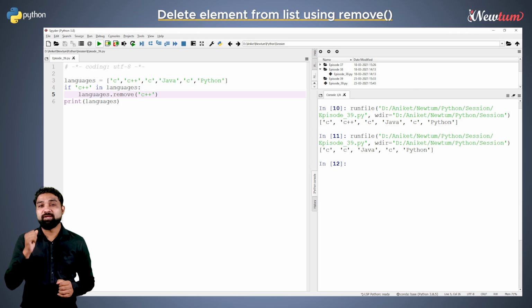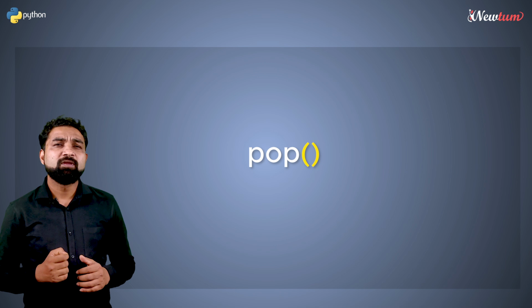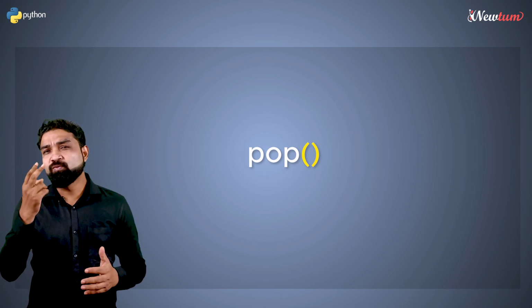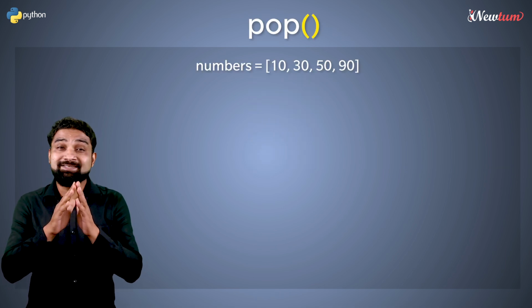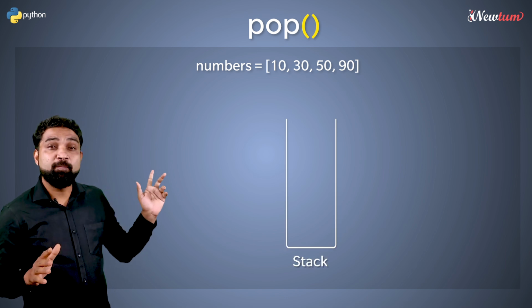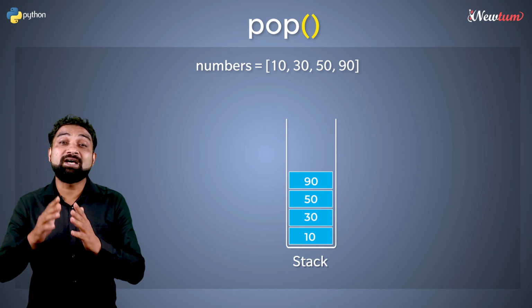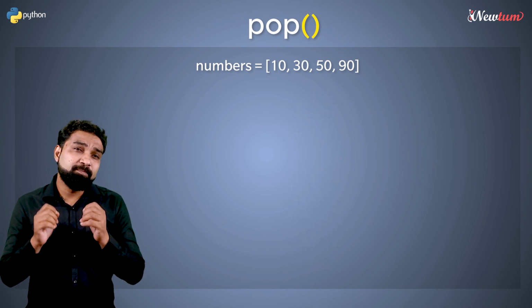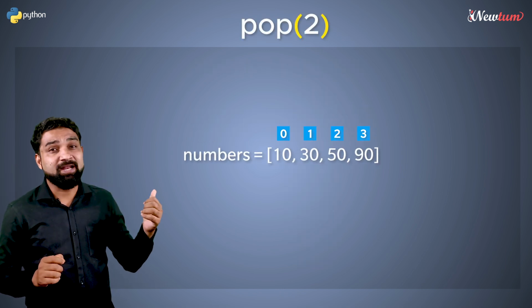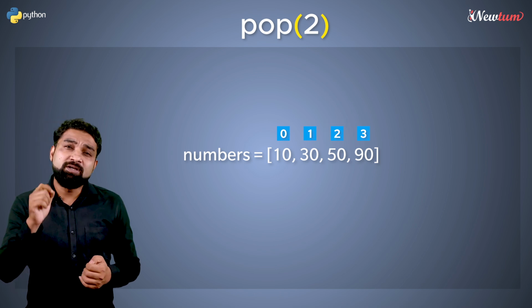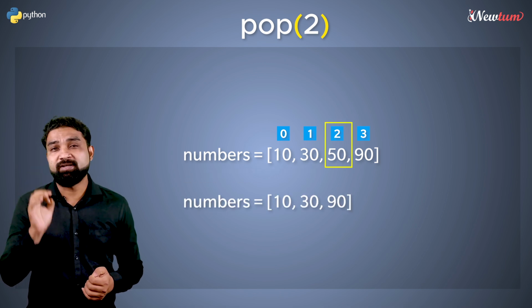But there is one more way to delete an element from the list, that is the pop function. Well, you can use the pop function in two ways. If you don't pass any parameter, pop considers the list as a stack. That means it removes the last element from the list. But if you pass an index parameter to the pop function, it removes the element from the specific index.